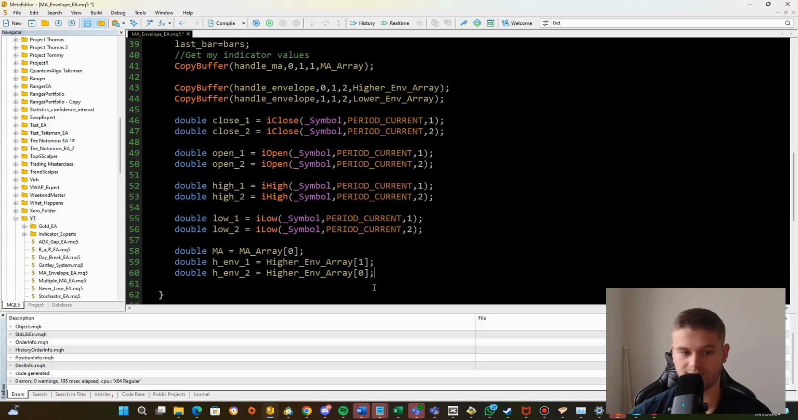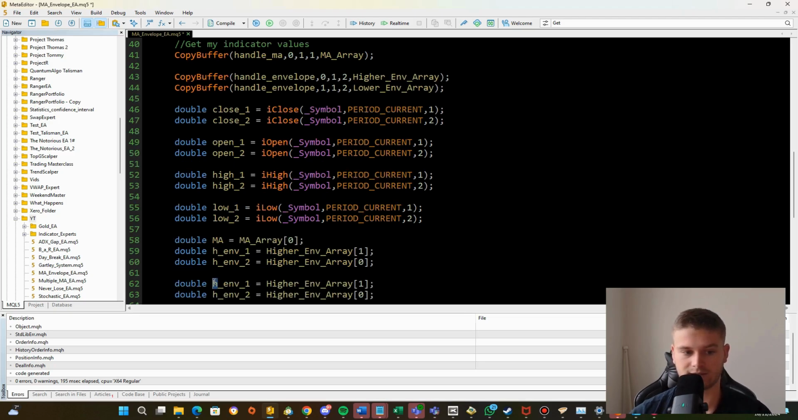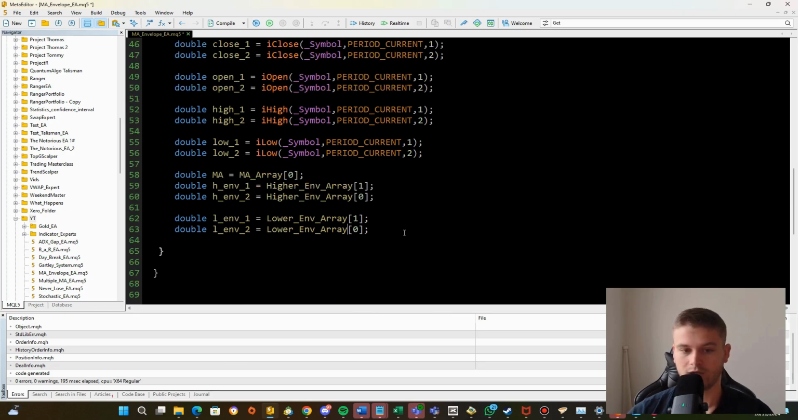So let's copy this, paste it here, and change to lower envelope: lower envelope array 1 and 0. Okay, so now when I use these values, it will be much simpler than typing all of this. For me it doesn't make a difference, but I hope it will make the code clearer.